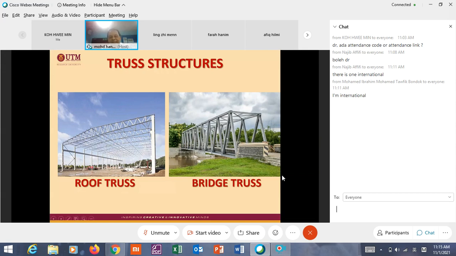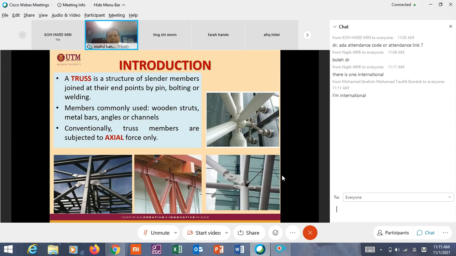And this is a bridge. So a bridge is made of bigger members, because the loading is much higher than this roof truss. For a bridge, loading is from what? From traffic loading, lorry, bus. But for a roof truss, the loading is only from roof tile and also from the service conduit.